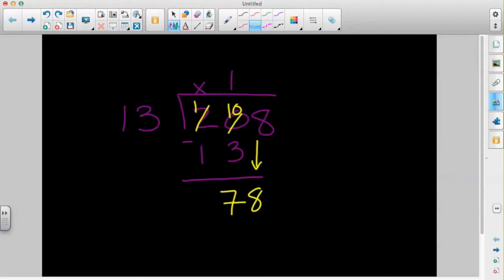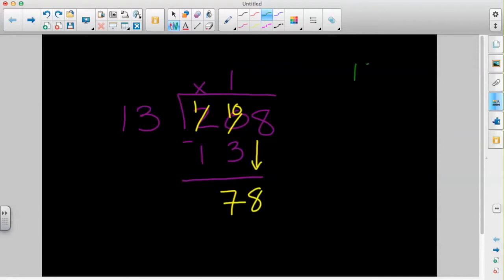And this is where the art happens when we divide by a multi-digit number, because we need to estimate how many times 13 goes into 78. In fact, sometimes it even involves a little bit of trial and error. Well, 13 is almost 15, and 78 is almost 80. 15 would go into 80 about 5 times, so let's try 5.